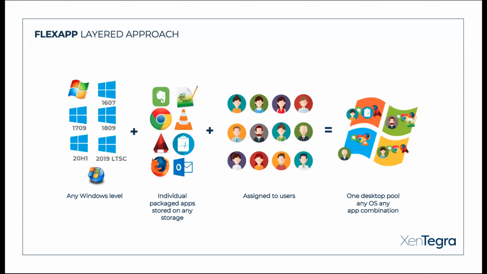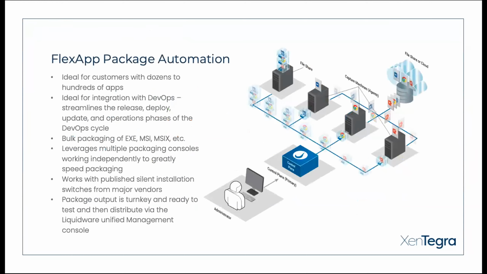We look at the FlexApp layered approach. It's really taking any Windows level, individually packaging apps, stored on any storage. And again, this could be cloud-based storage. Defining what users or groups of users we want to assign those to, and when the user logs into their desktop pool, and again, that could be a hosted shared server OS, or it can be a traditional desktop OS, something like Windows 10, Windows 11, and the users get a unique experience, right? They get the applications that they need. So we're not really caring about the underlying OS at this point, really decoupling the applications from the OS.